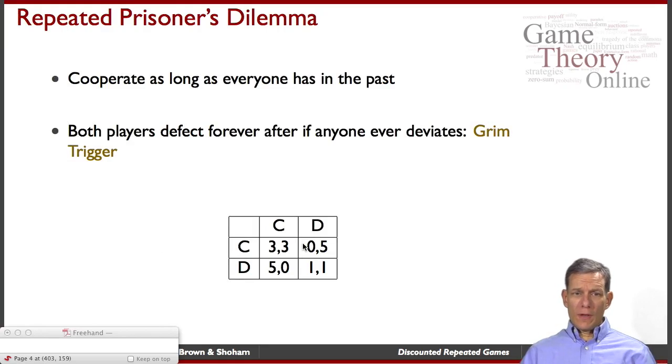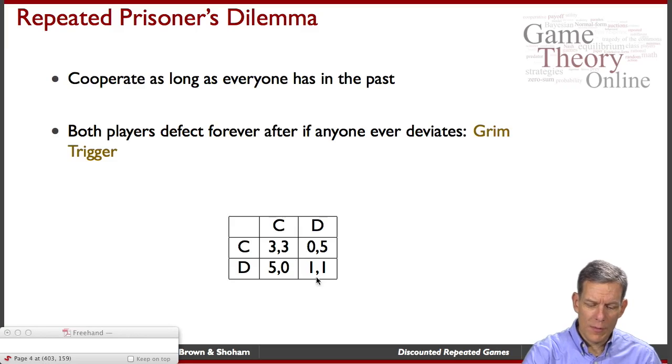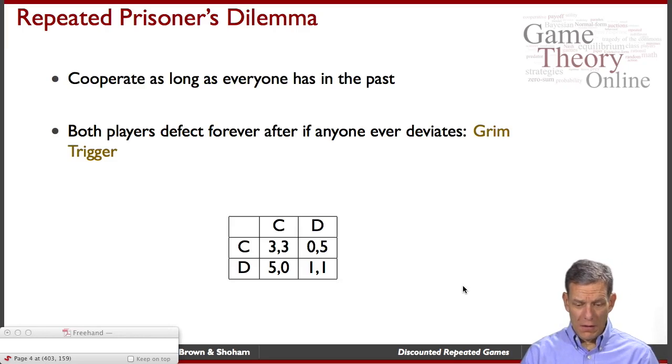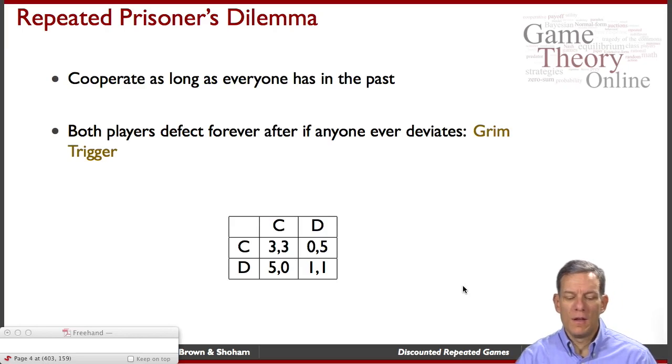Okay, so solving the repeated prisoner's dilemma, let's think about it a little bit in the context of discounting now. So let's suppose that what we want to do is sustain cooperation, right? So we've got our standard prisoner's dilemma. I put in payoffs here of 3-3 for cooperating, 5-0 for you defecting and the other person cooperating, and 1-1 if you both defect. So the only Nash equilibrium of the static game is defect, with payoff 1. We want to support 3-3 if we can. So cooperate as long as everyone has in the past, and defect forever in the future if anyone deviates.